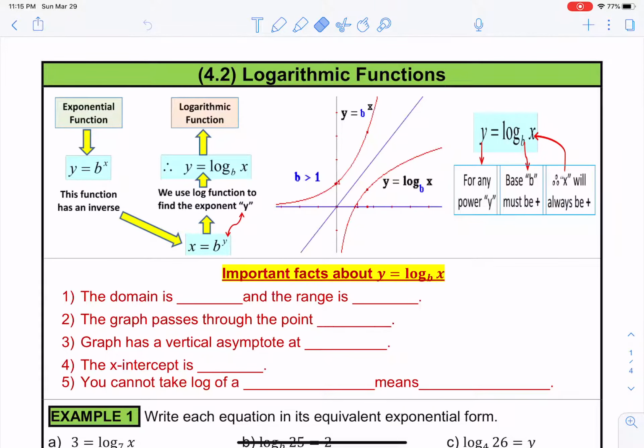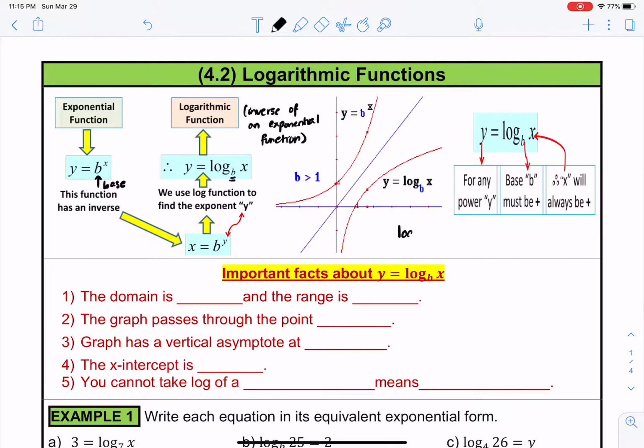Logarithmic function. A logarithmic function, or log, is the inverse of an exponential function. An exponential function has the base b, so the logarithmic function must also have the same base b. Now, why do we call it the inverse?